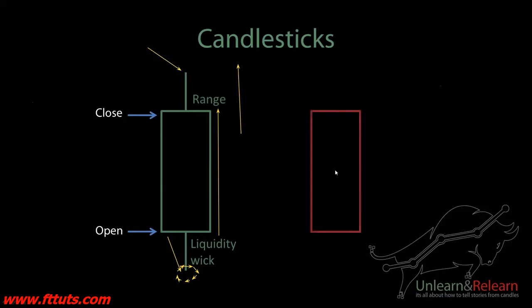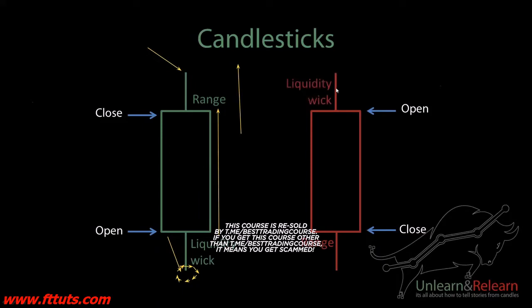Next, we have your bearish candle. The bearish candle opens at the top and closes at the bottom. When we talk about the liquidity wicks and the ranges on bearish candles, we have the range at the bottom, because price is obviously moving down, and then we have the liquidity wick at the top.